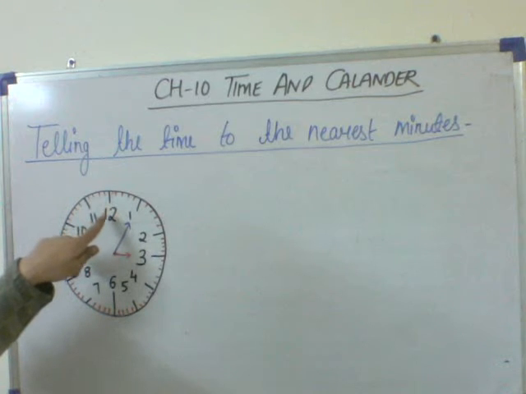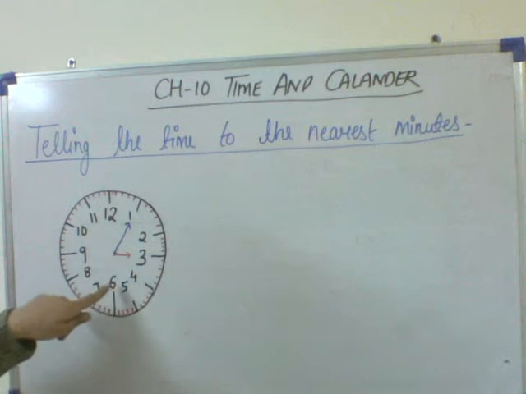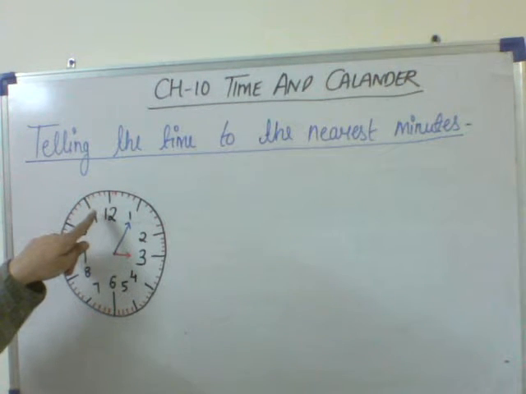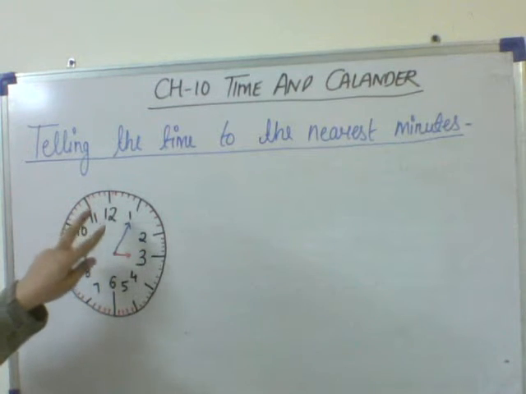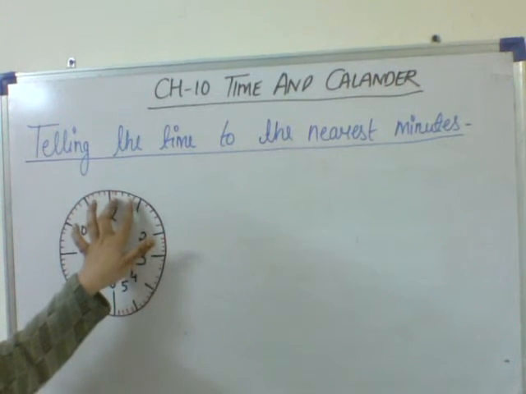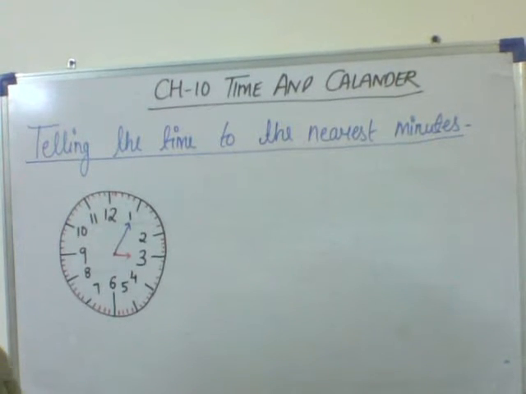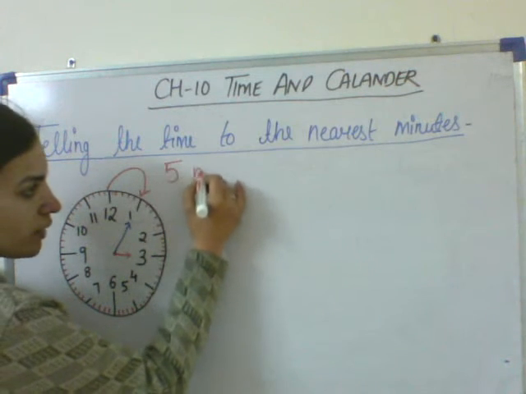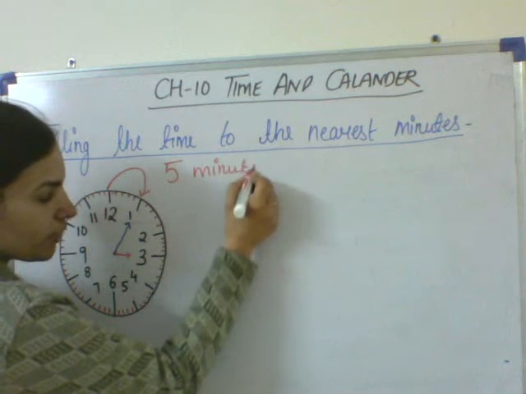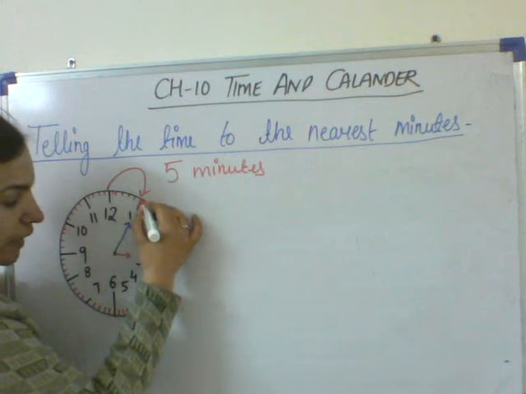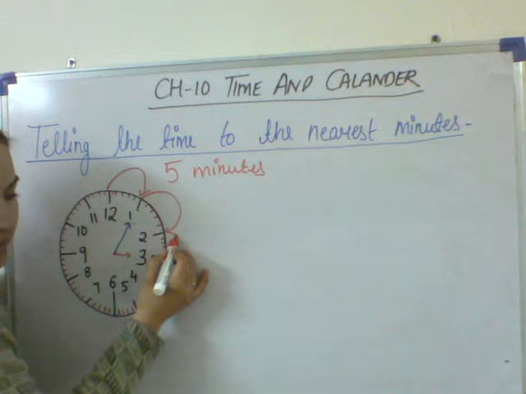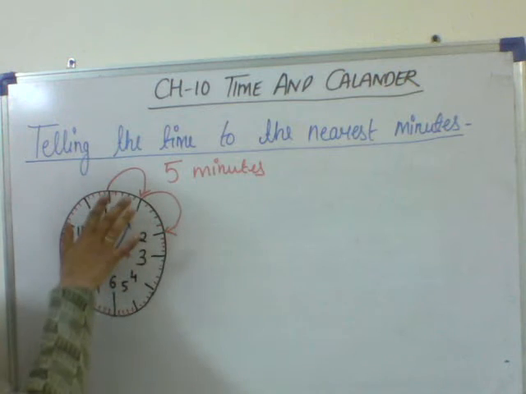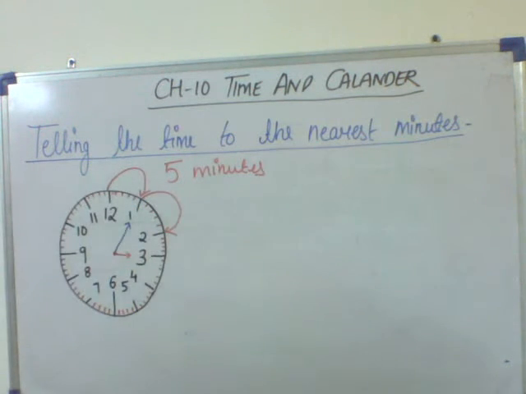They are numbered as 1, 2, 3, 4, 5, 6, 7, 8, 9, 10, 11 and 12. Two consecutive numerals show a duration of 5 minutes. Between 12 and 1, there is a duration of 5 minutes. Then between 1 and 2, a duration of 5 minutes. Between 2 and 3, a duration of 5 minutes. Duration means a gap of 5 minutes.